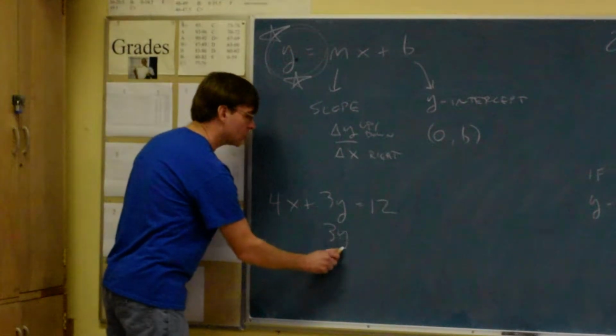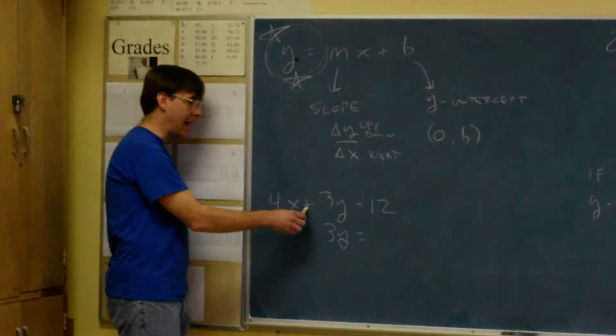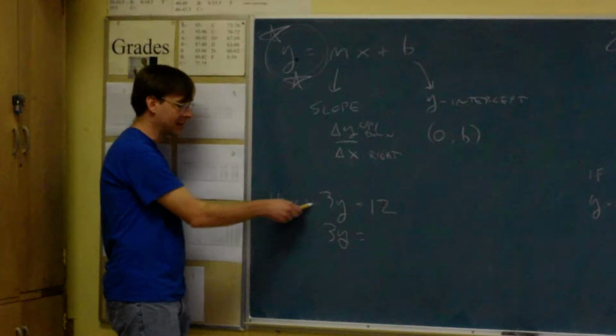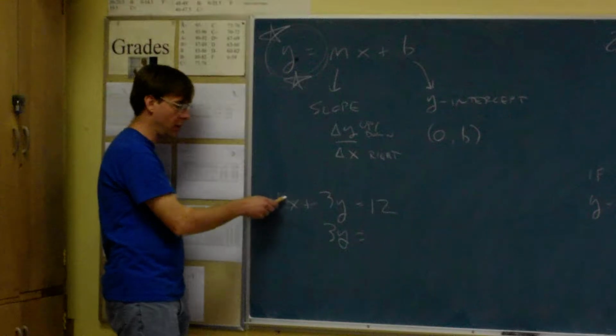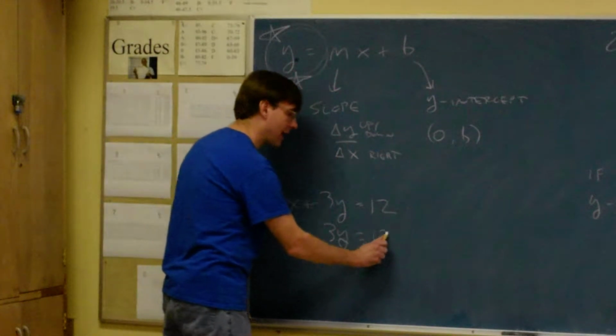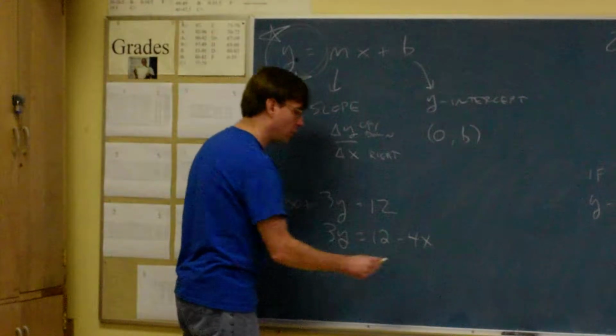So if I want to get this y alone, I see some adding, so I'm going to have to do some subtracting. I'd have to subtract 4x so the y could be alone. If I subtract 4x, that's not like terms with this, so I'm just going to write 12 minus 4x.